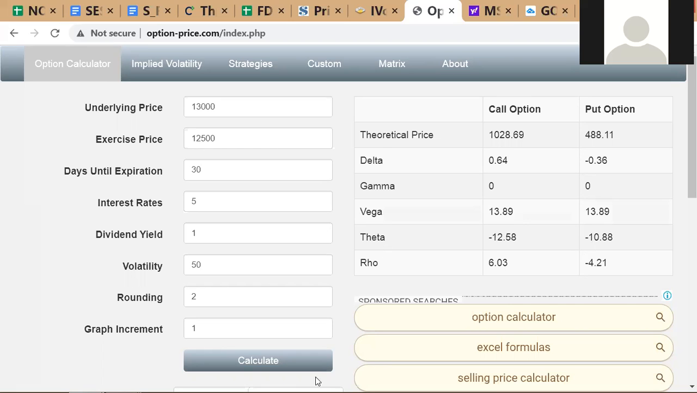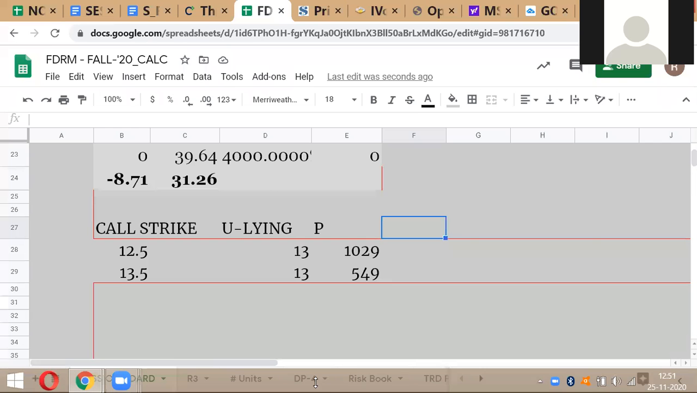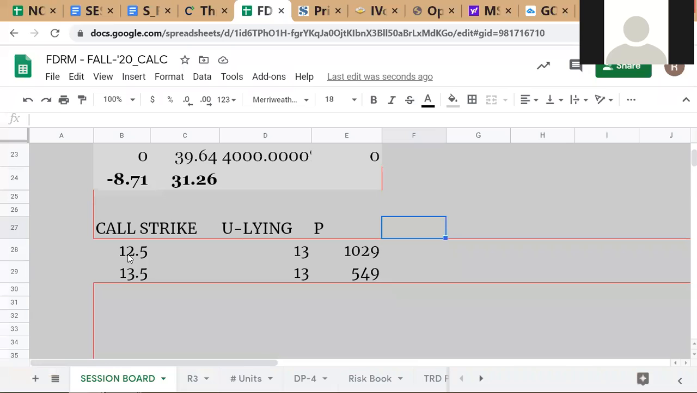The thing here is that this call is in the money because the underlying is here. This call is in the money, this call is out of the money. So you can actually see one more thing here, which is this call is ITM, okay, and this call is OTM. Okay, sir. Now it is clear, sir.